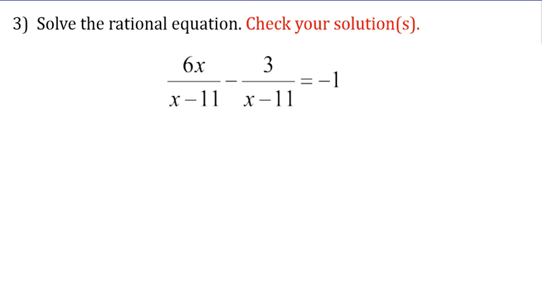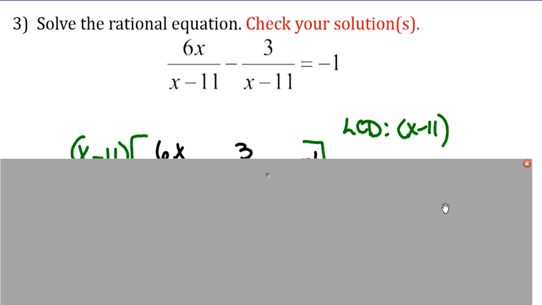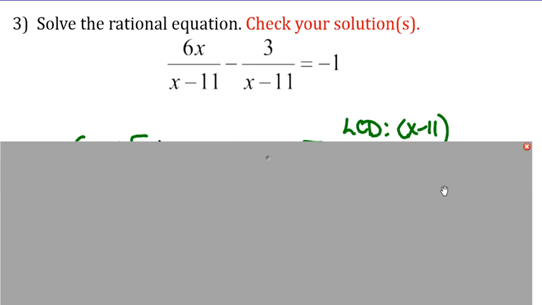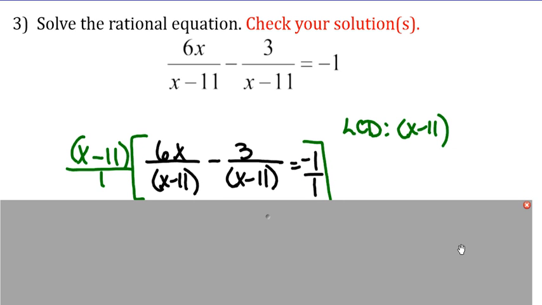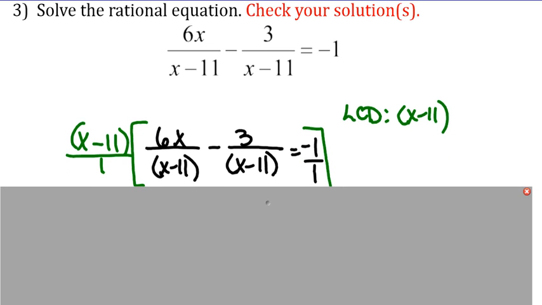Here's another rational equation. Again, we know that we need common denominators, so let's see what we've got. X minus 11, x minus 11, and 1. Well, our common denominator here should be x minus 11. So if we're dividing by x minus 11, that means we have to multiply by x minus 11 to undo. So let's multiply all the pieces of our equation by x minus 11.